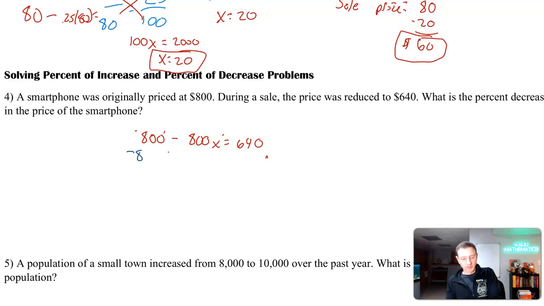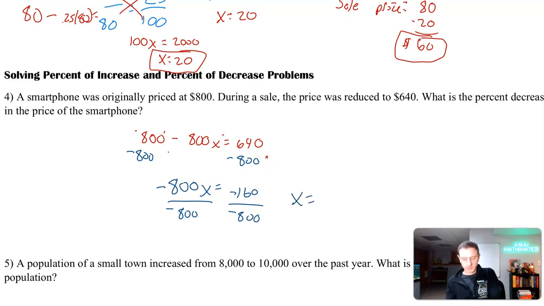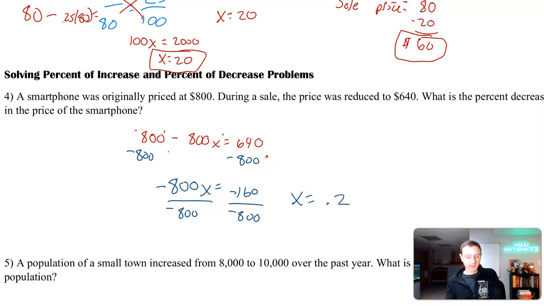So I'm going to subtract 800. I get negative 800x equals 640 minus 800, which is negative 160. So then I have negative 160 divided by 800 is 0.2. And that's negative over negative, so that's going to be a positive. So it's 0.2. What does that translate to? That is 20% off of the price.